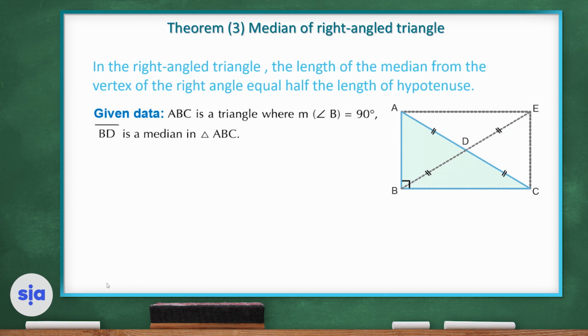In triangle ABC, where the measure of angle B is 90 degrees, BD is a median in this triangle. Then BD is equal to half AC.